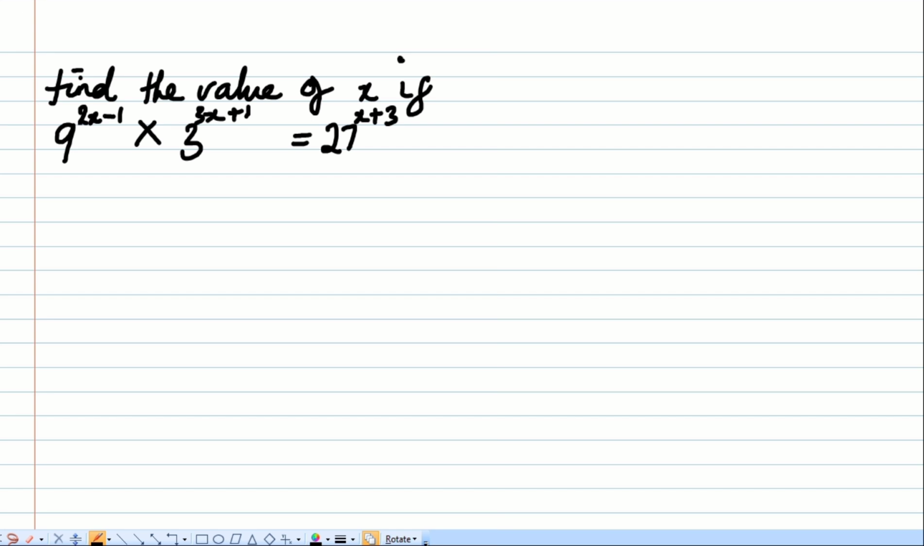So I have another question there. We should find the value of x if the whole of that. So remember, the first thing that should come to your mind is, how can I get all the bases to be the same?